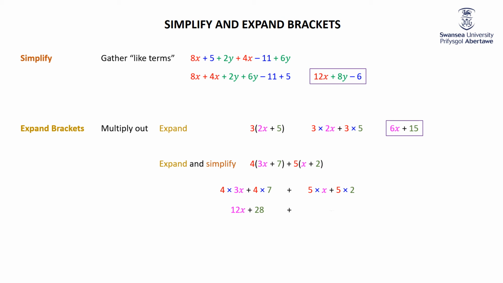4 times 3 is 12. 4 times 7 is 28. And 5 times x is 5x. 5 times 2 is 10. So now we've expanded the brackets and got those.